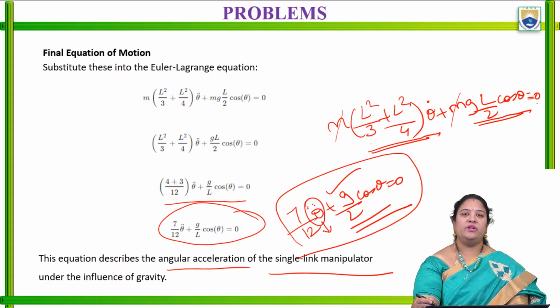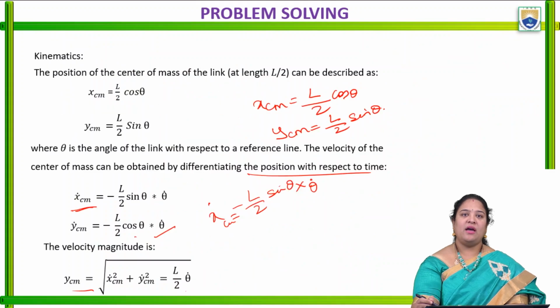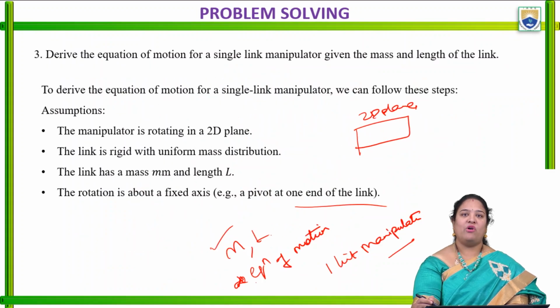So in today's session, we have discussed how to find the angular acceleration and equation of motion for a single link manipulator with respect to the mass and the length. Hope you have understood these three examples. In the next session, we will discuss further examples which will add more knowledge to your subject.